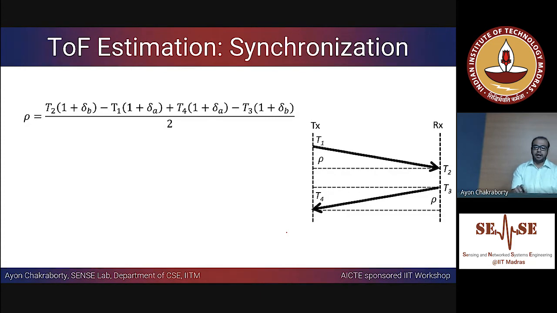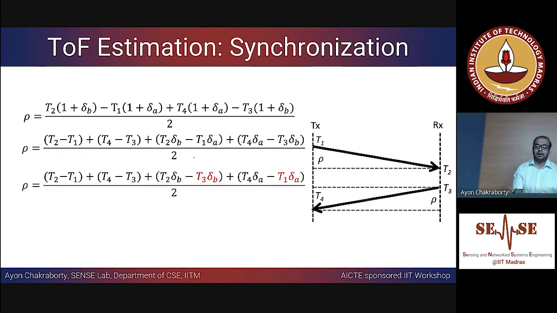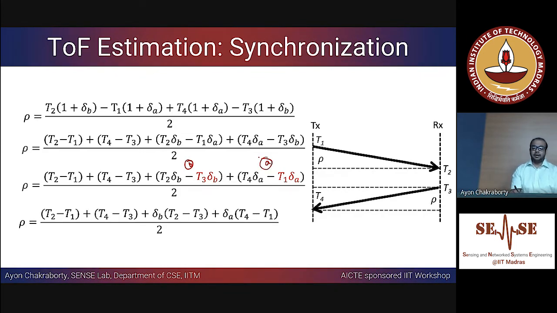So we have this thing built up. I'm just refreshing your memory, and then I'm trying to exchange some of these terms. I'm going to club the delta B's together, marked with this red ink: T2 delta B, T3 delta B, and T4 delta A, T1 delta A. These are the things associated with node B, and these are associated with node A. So delta B, I take common, T2 minus T3, plus delta A, T4 minus T1.